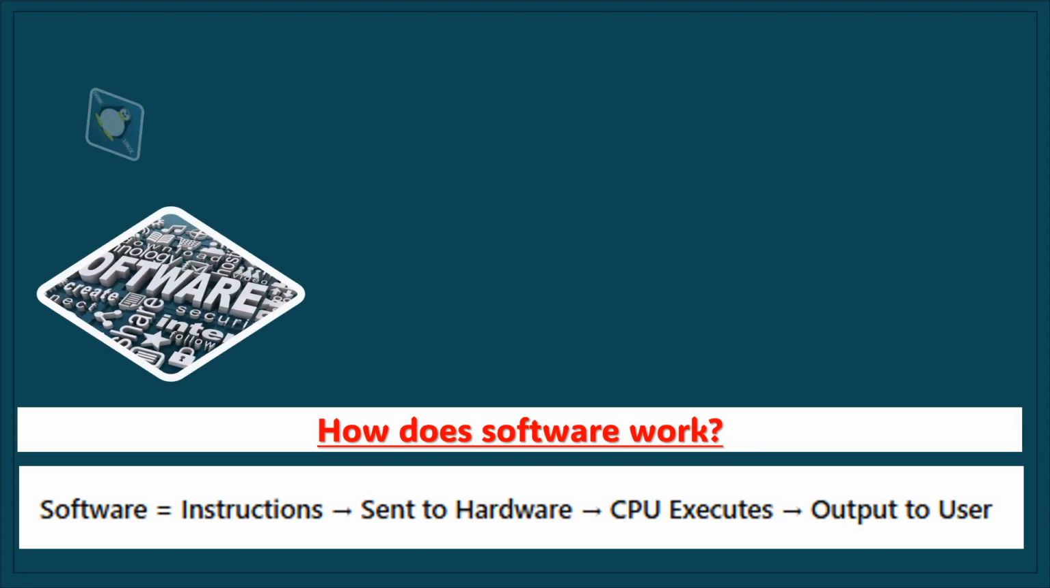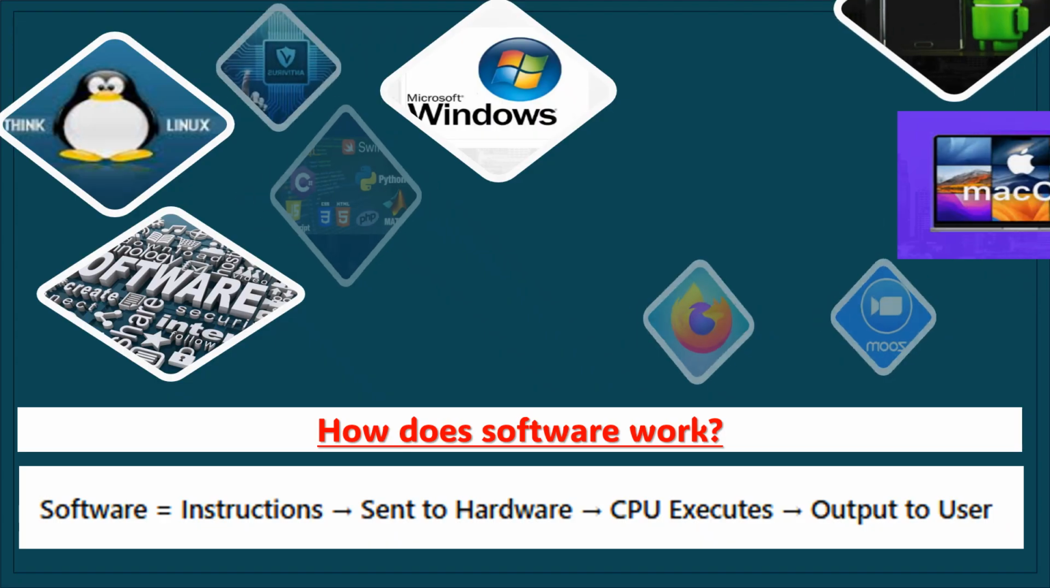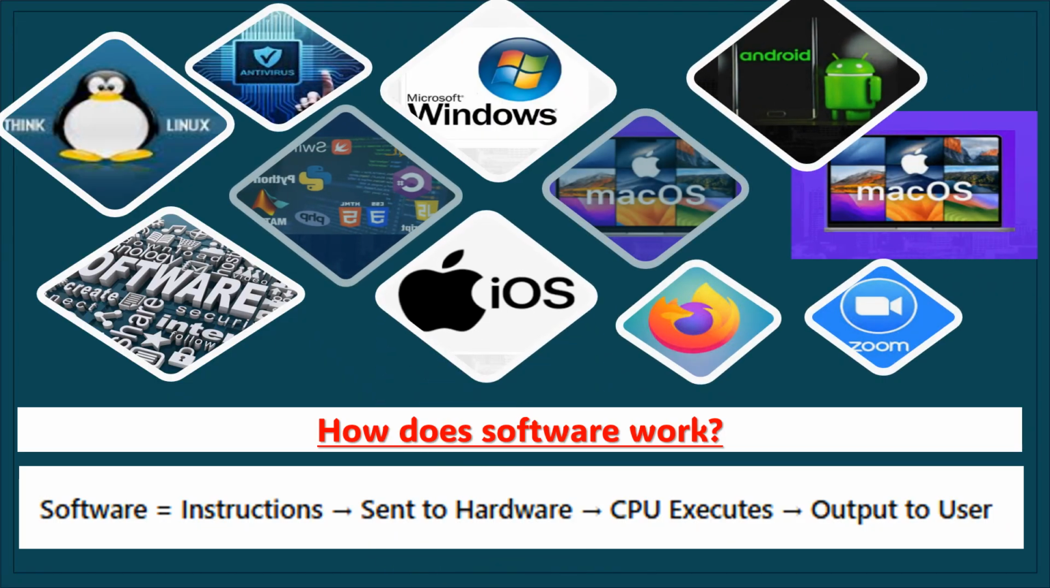How does software work? The software will give instructions, then send it to the hardware. The CPU will execute, then will show the output to the user.